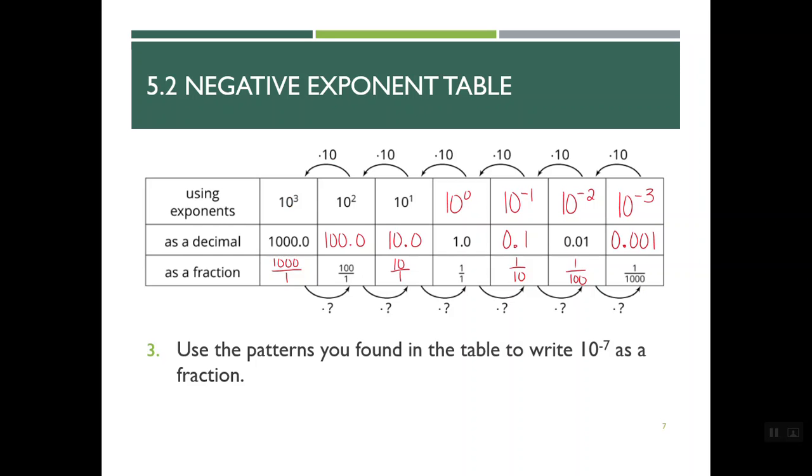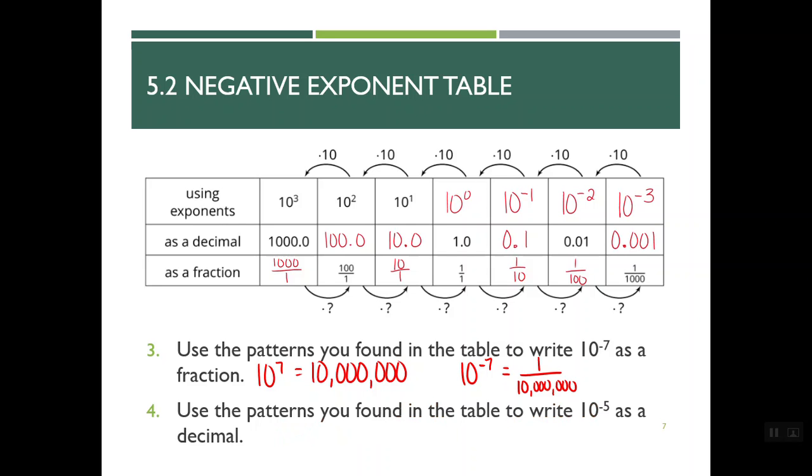So if you think about what 10 to the 7th is, 10 to the 7th would be 1 with 7 zeros, so it's 10 million. So 10 to the negative 7th would be 1 over 10 million. It's a very small number.